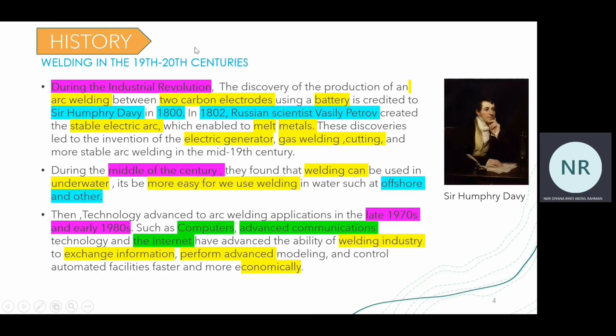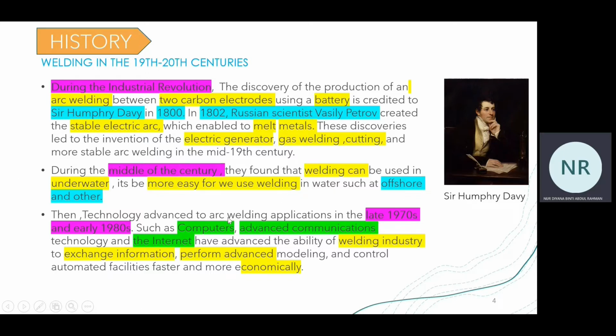This is the history of the welding. So this is a welding in 19th until 20th centuries. So during the Industrial Revolution, arc welding between two carbon electrodes using a battery is credited to Sir Humphrey Davy in 1800. So this is the picture of Sir Humphrey Davy. So Russian created the stable electric arc, which is enabled to melt metal. This discovery led to invention of the electric generator, gas welding, cutting and more stable arc welding in the middle of 19th century. Then, during the middle of the century, they found the welding can be used in the underwater, such as at the offshore.